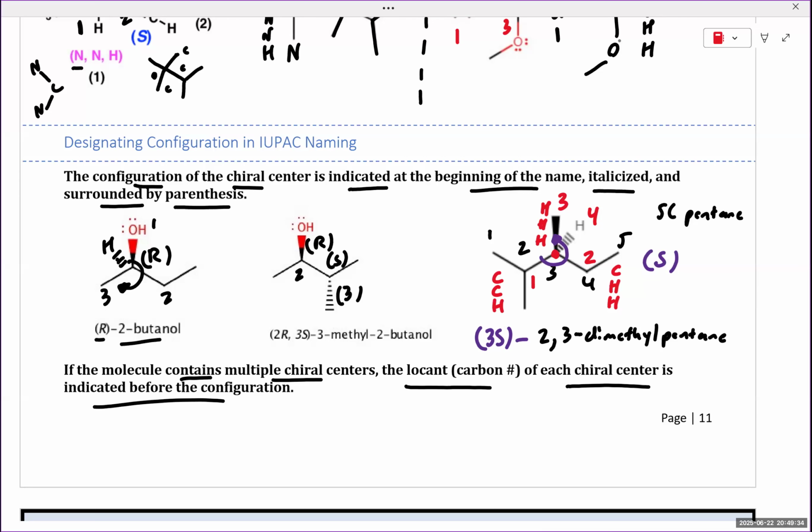If you have one of the recommended structure drawing programs, many of them will be able to take a structure and provide a name, including configuration for that structure. So I would encourage you, in your spare time, to try the structure drawing programs recommended in the course Canvas shell and try some of their naming features, as they can be very useful tools to verify your name and configuration assignments for different compounds. So as you can see, once you assign the configuration at a stereocenter, you note the locant number, followed by the configuration, and then the rest of the name.